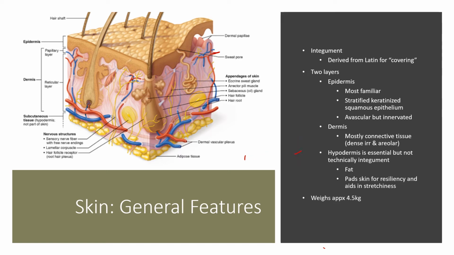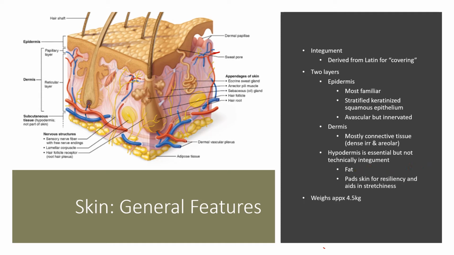So is it going to be white adipose or brown adipose? Connective tissue. White adipose. White adipose. CT. So as you recall, with all connective tissue, there's lots of blood vessels, or there can be blood vessels, there can be nerves, and the hypodermis is abundant in both. This pads the skin for resiliency and helps aid in its stretchiness.